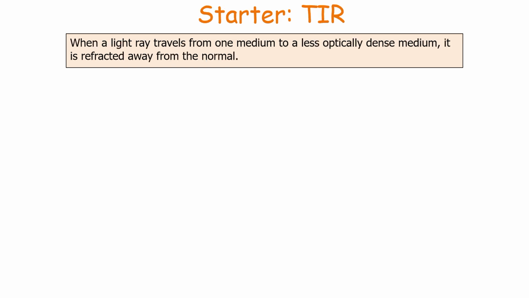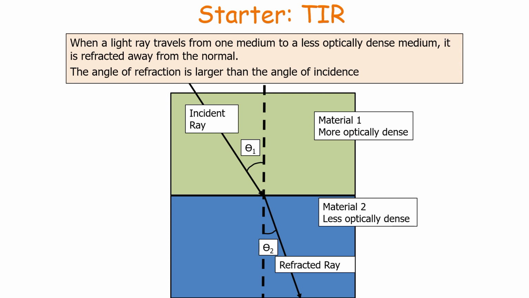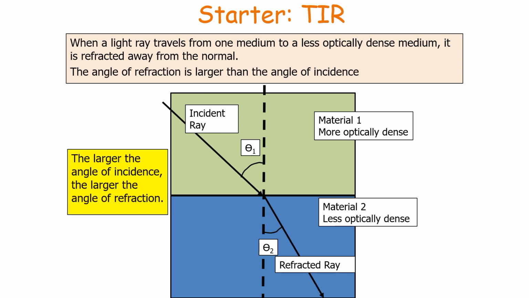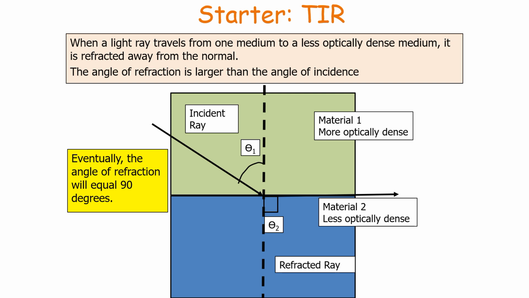which the calculation suggests it is. Now when a light ray travels from one medium to a less optically dense medium, it's refracted away from the normal. So the angle of refraction is larger than the angle of incidence. So you can see in this instance that taking place. Now the larger the angle of incidence, the larger the angle of refraction. So as you increase the angle of incidence, the angle of refraction gets closer and closer to 90 degrees. Eventually, when you keep increasing it, the angle of incidence will allow the angle of refraction to equal 90 degrees. So eventually the light will refract along the boundary.